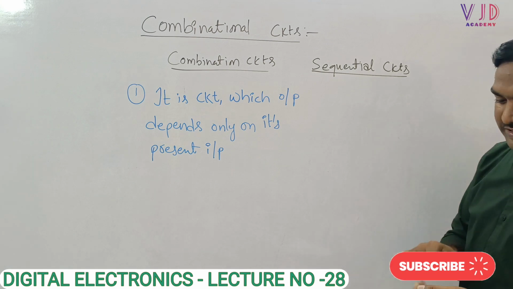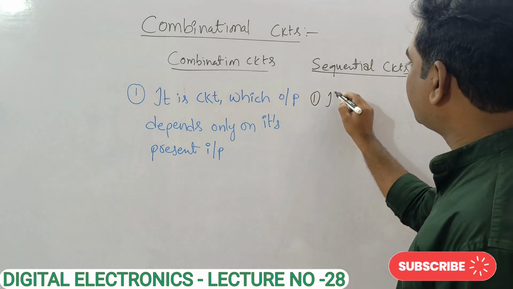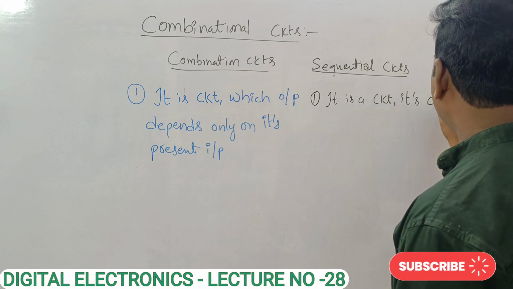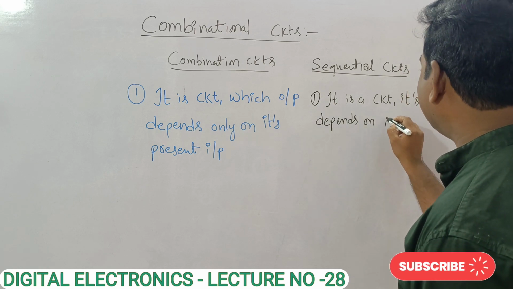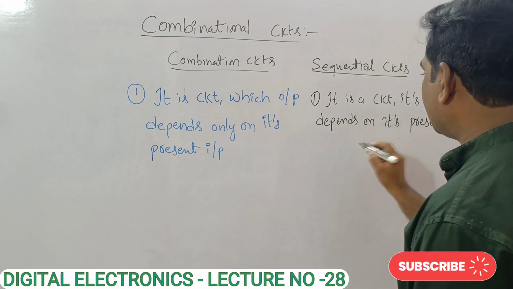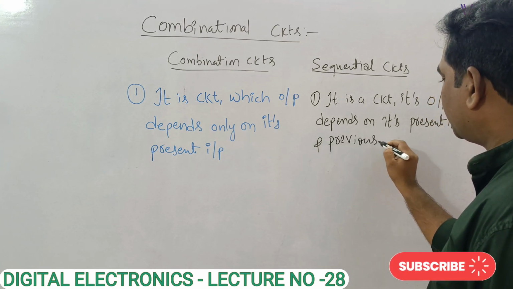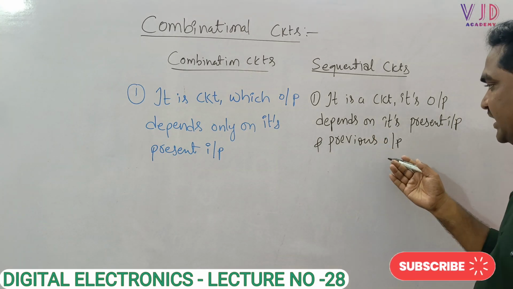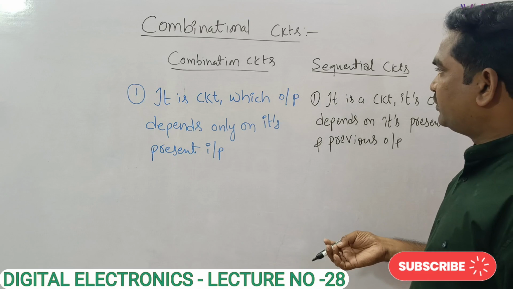Coming to the sequential circuit, what is the first point? It is a circuit whose output depends on its present input and even the previous output. How does the present output depend on the present input and the previous output? Let me explain while we are dealing with flip-flops, counters, and registers.